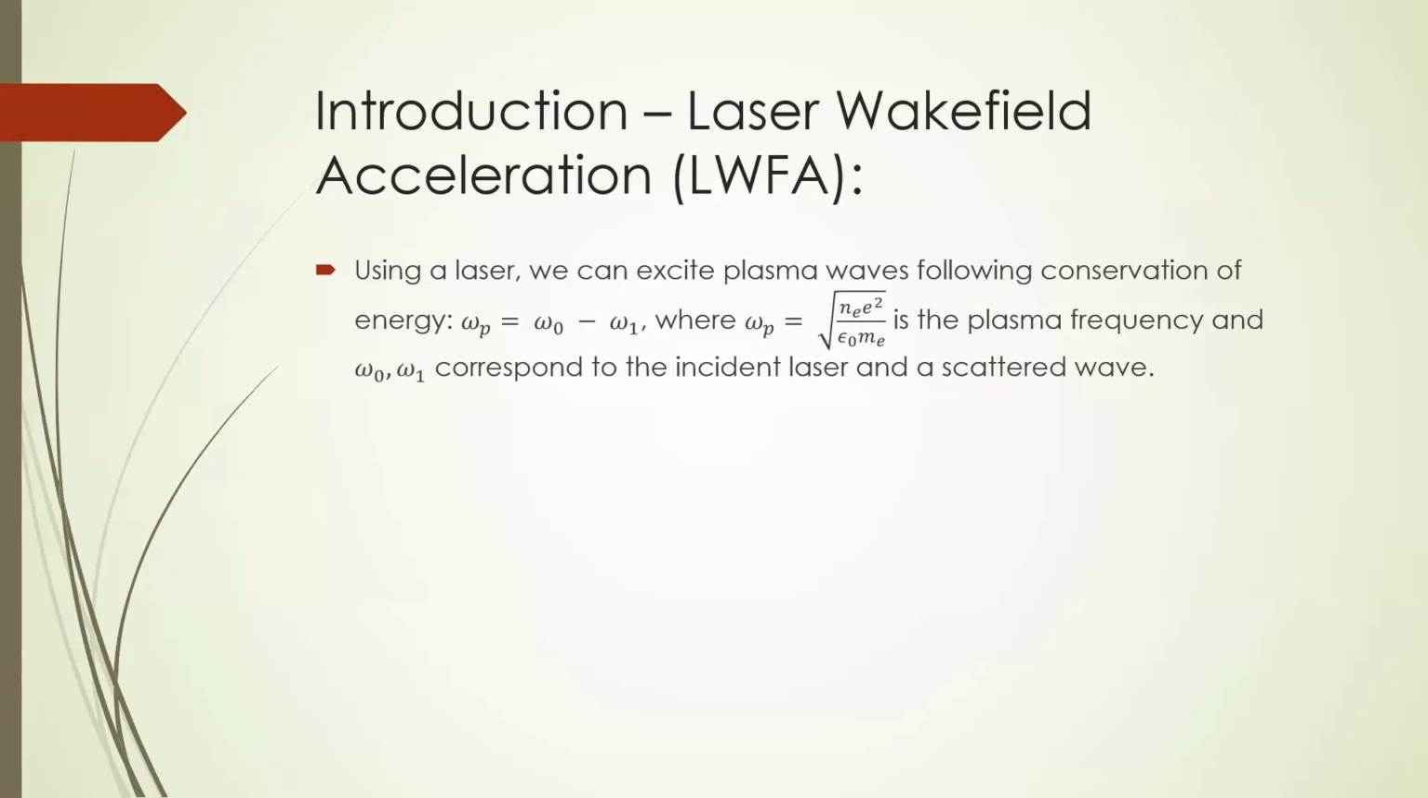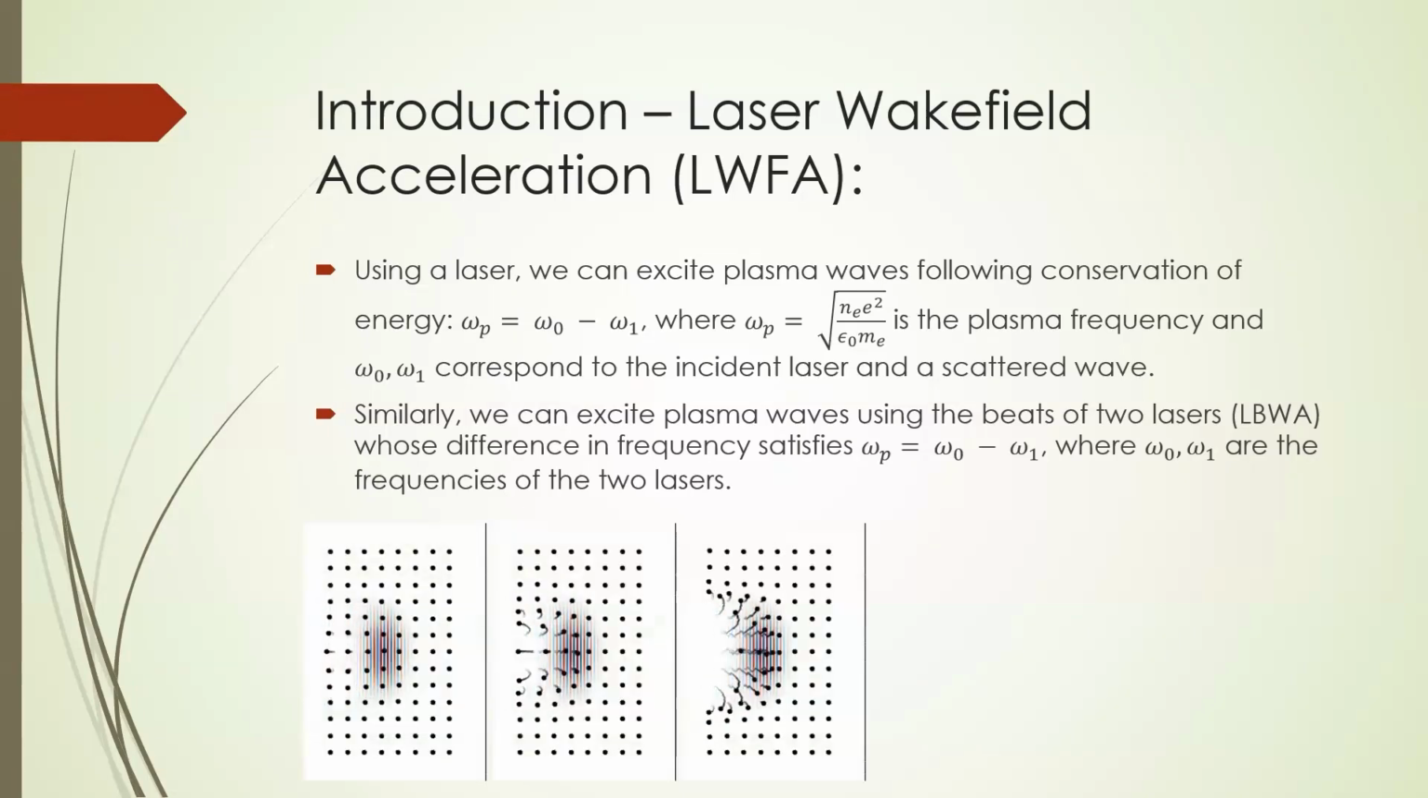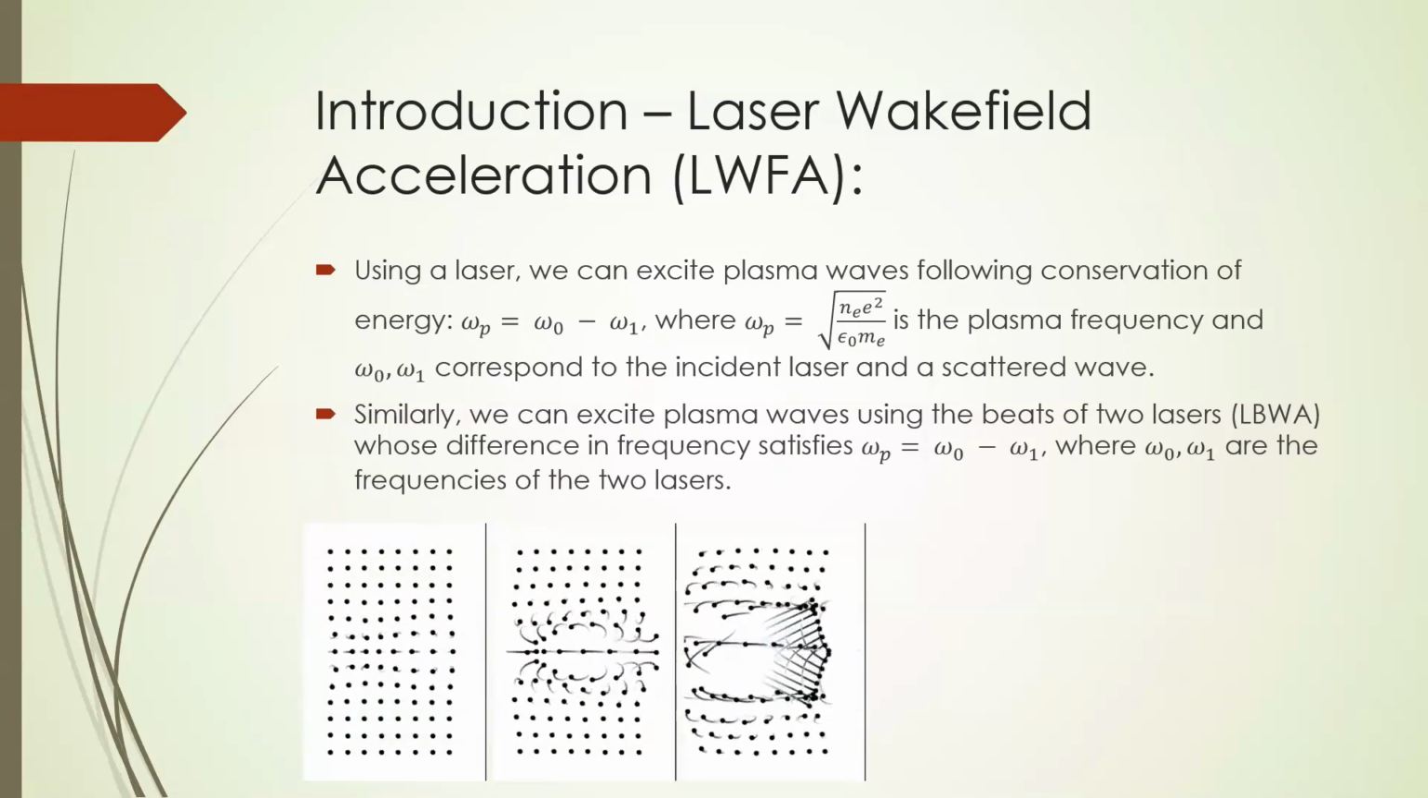From Planck, we know that an electromagnetic wave's energy is proportional to its frequency. So conservation of energy tells us that omega p is going to be equal to omega naught minus omega 1, where omega 1 is the frequency of the scattered wave. Similarly, we can also excite plasma waves using the beats of two lasers. We follow the same energy conservation equation, but now omega 1 is the frequency of the second incident laser.